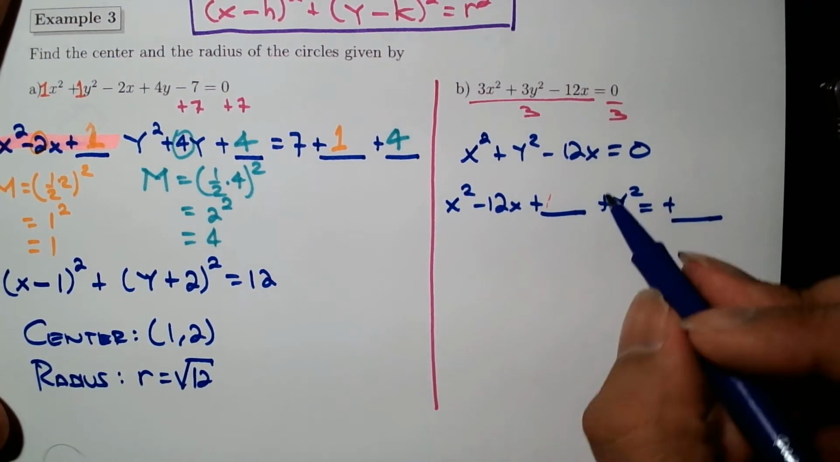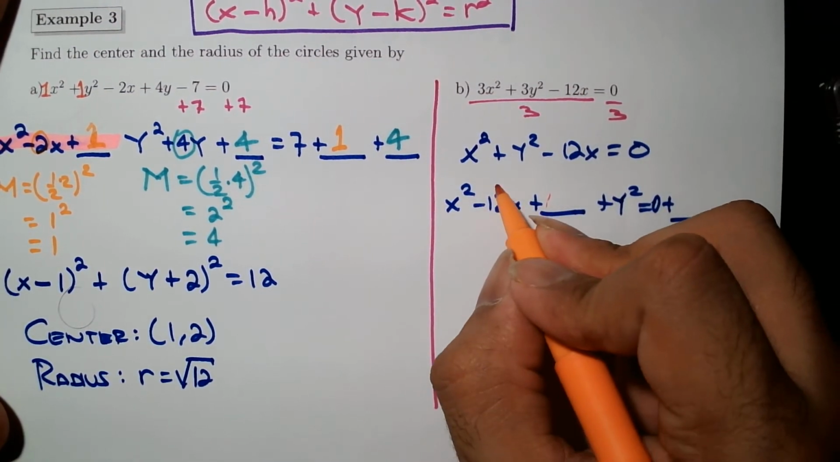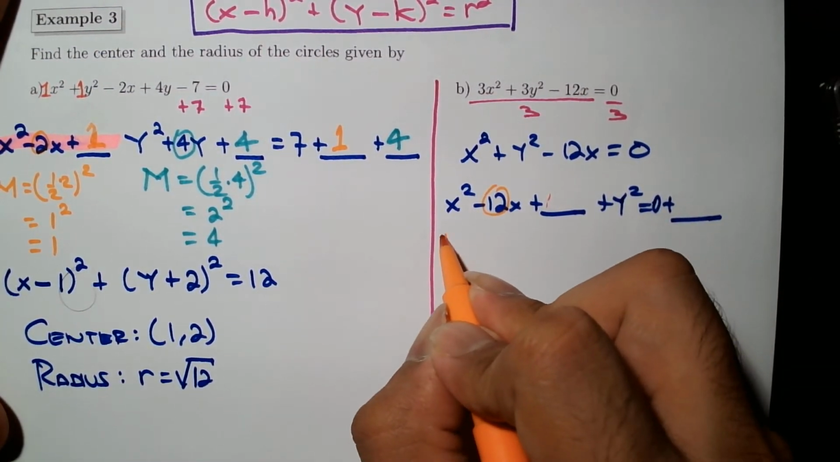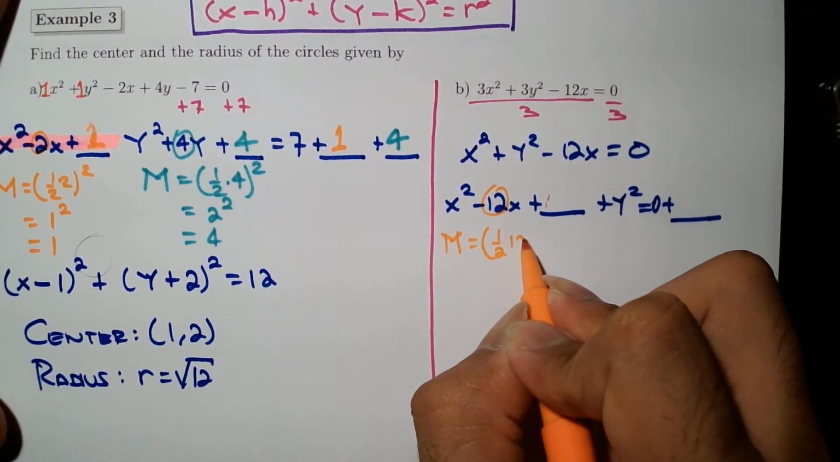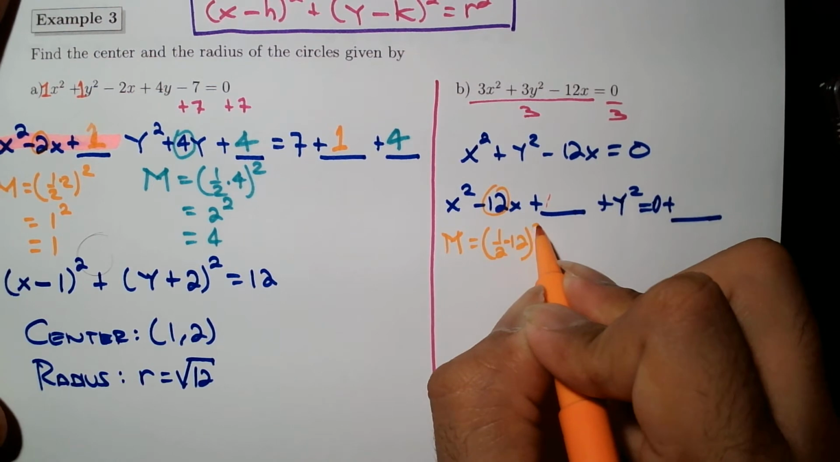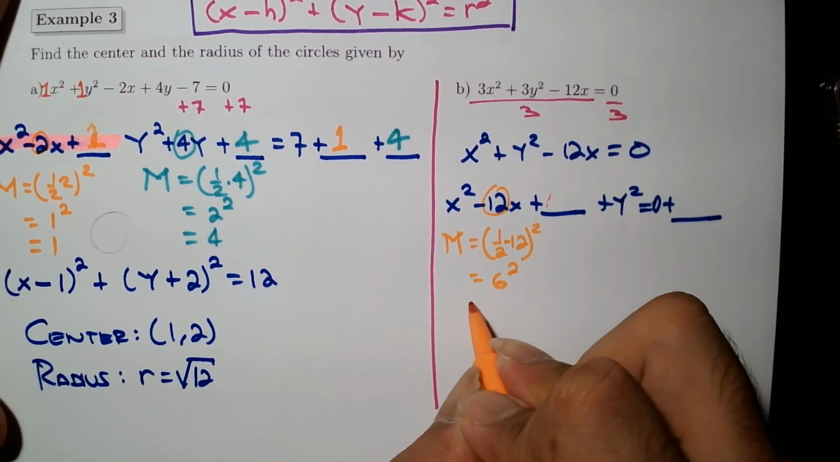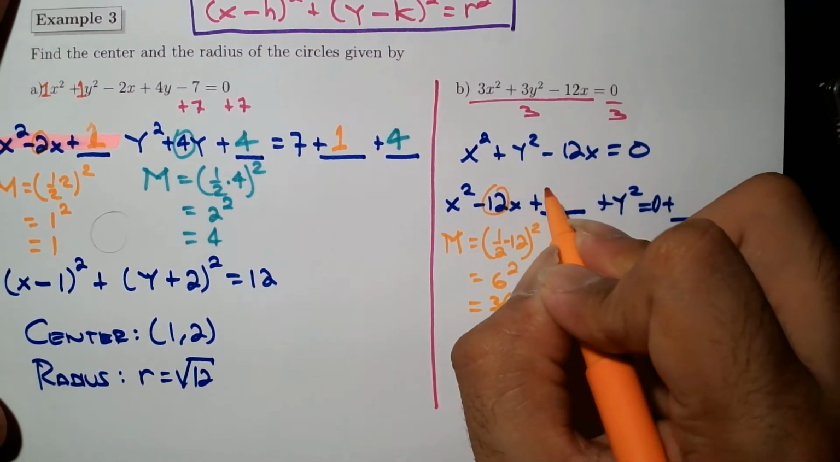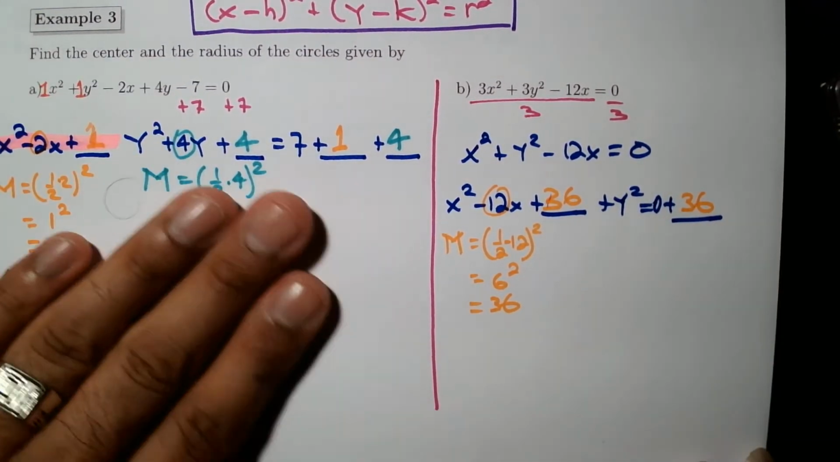Which in this case we have the 0 right here plus whatever number. Alright, this is the number that we multiply by a half, the magical number. 12 divided by 2, that's going to be a 6 squared, which is 36. Add a 36 here, add a 36 here.